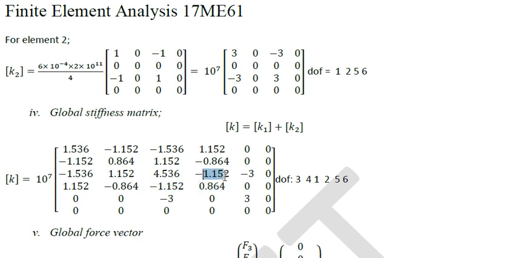However, these three terms are 0. This term and this term are 0 in the second stiffness matrix. Therefore, only this one, that is 1.536 plus 3 is 4.536, is the answer. Only that term is added now.